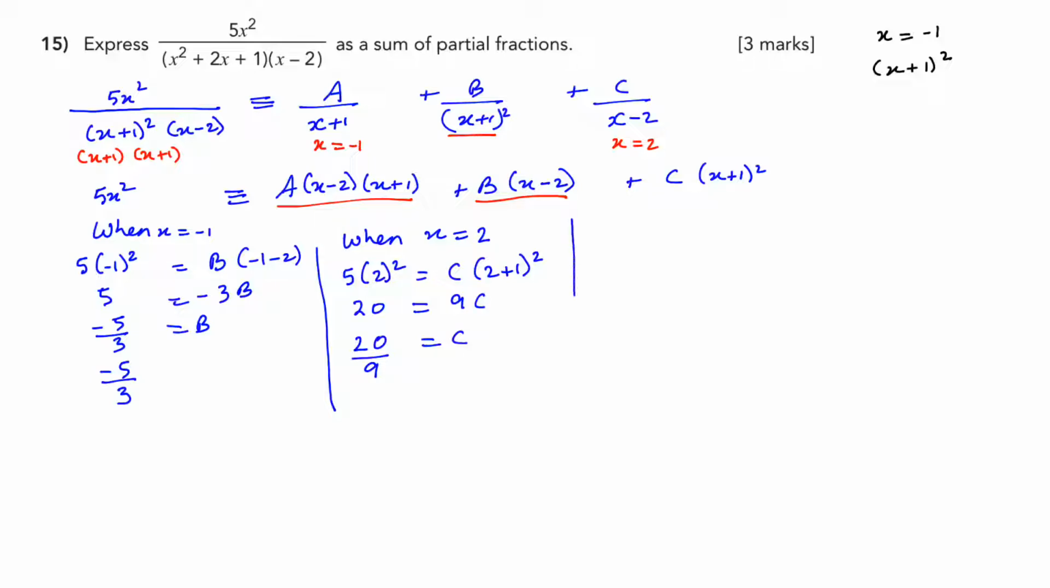Now we have to find what have we found? B and C. Now A is remaining. For the repeated linear partial fraction, after we use up the numbers when x is equal to -1 and x is equal to 2, we will always equate coefficients. When we equate coefficients, we equate the coefficient of the highest power of x. What is the highest power of x here? X square. So we'll write equate coefficient of x square.